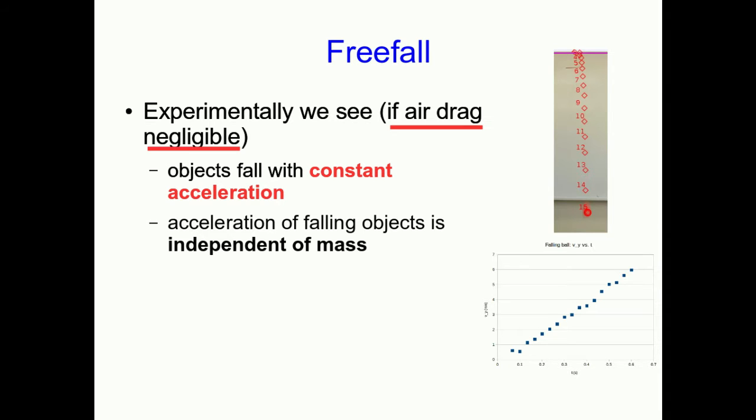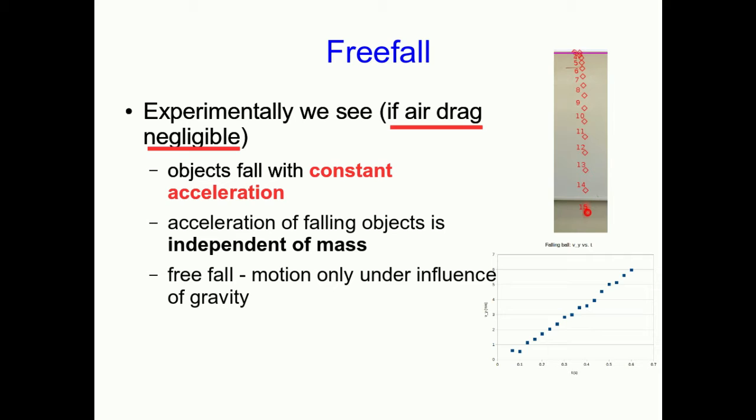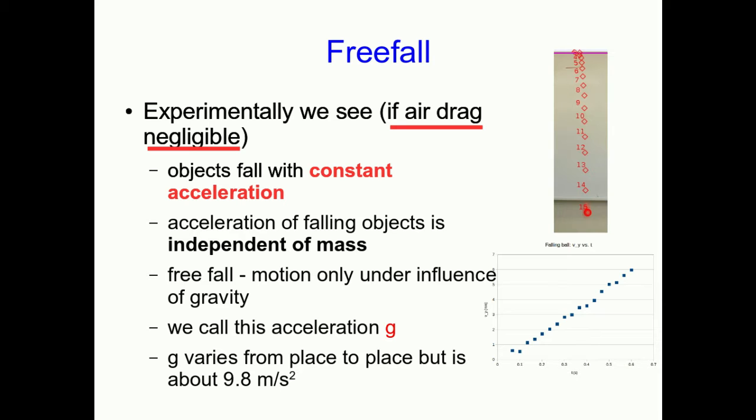The issue with the feather, of course, is air drag. Technically, we don't even call a motion free fall unless it's only under the influence of gravity. So really, the coin wasn't quite in free fall either, because there's air drag on it too, but that air drag on the coin is negligible compared to the gravitational influence. The acceleration of falling objects that's mass independent we call g, and that's the acceleration due to gravity.